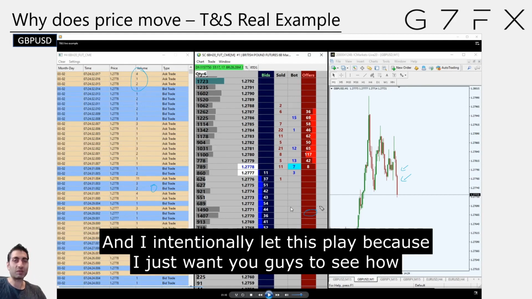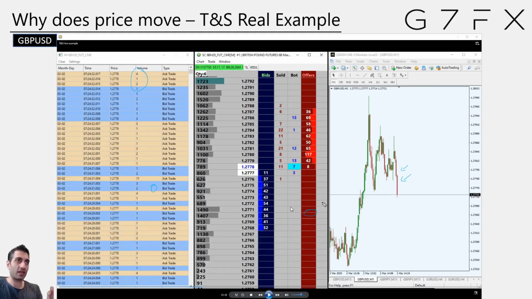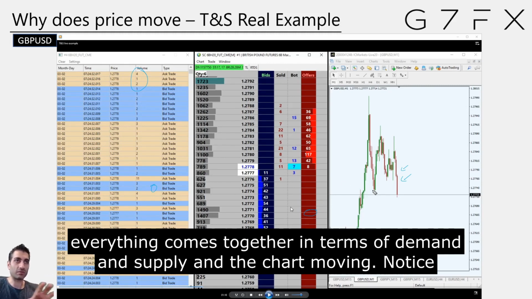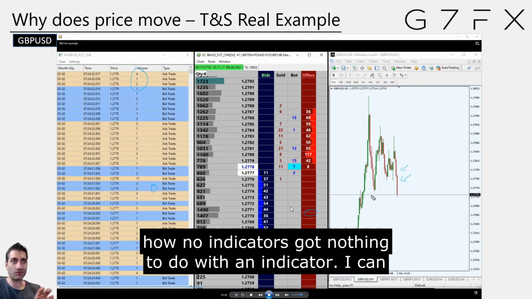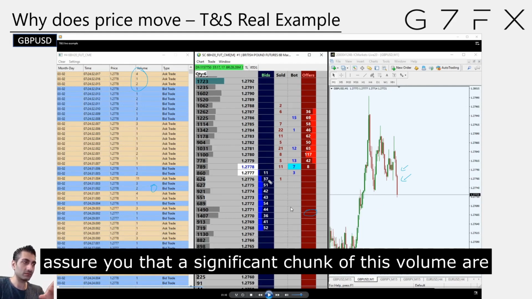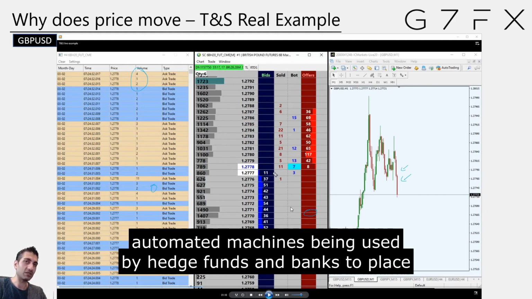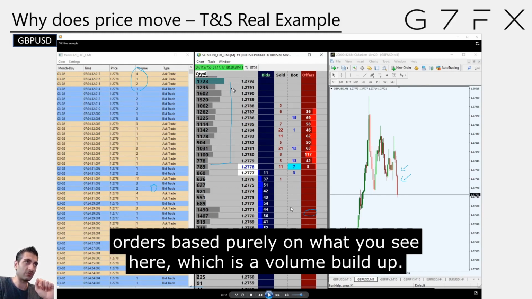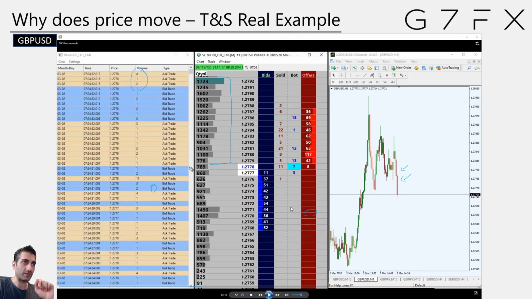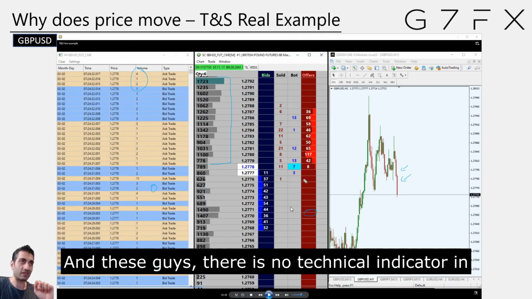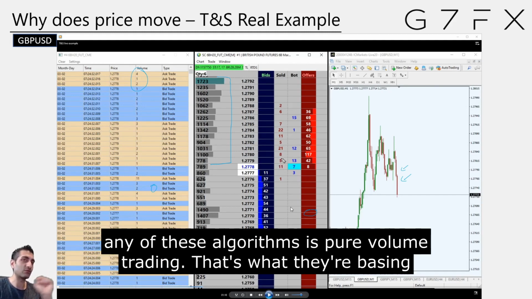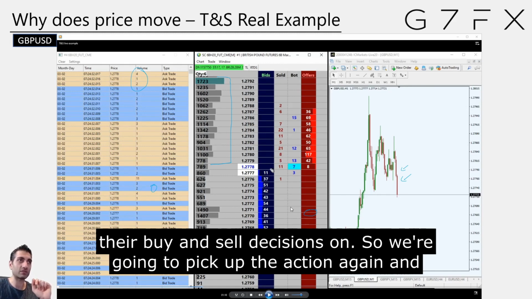I intentionally let this play because I just want you guys to see how everything comes together in terms of demand and supply and the chart moving. Notice how no indicators, guys, nothing to do with an indicator. I can assure you that a significant chunk of this volume are automated machines being used by hedge funds and banks to place orders based purely on what you see here, which is a volume build up. There is no technical indicator in any of these algorithms. It's pure volume trading. That's what they're basing their buy and sell decisions on.